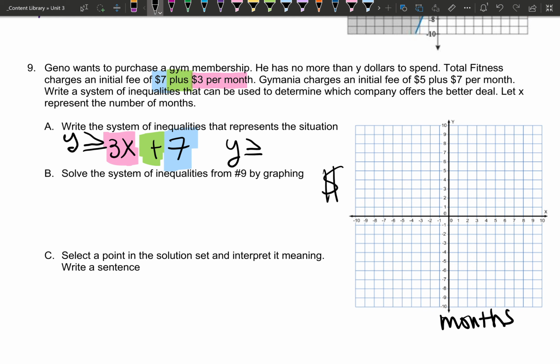Gymania, same idea. The money he has to spend is the maximum, so it's on the open side of the symbol. The money he will spend has to be less than that, because he can't spend more money than he has. Gymania, oh, this is who offers $7 per month for gym membership, plus a $5 initial fee.